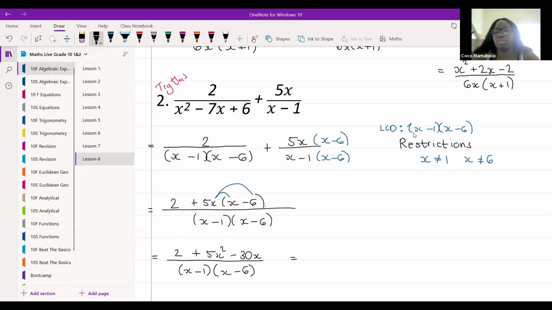All right, let's just write them neater. So what would we get on the top? I know we're done, but I just want us to write it in a nicer order. Let's write it as a trinomial. My OCD is kicking in. I'm very sorry. Positive 5x squared minus 30x plus 2 over x minus 1 and x minus 6.